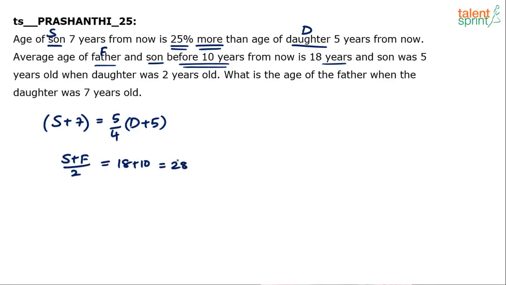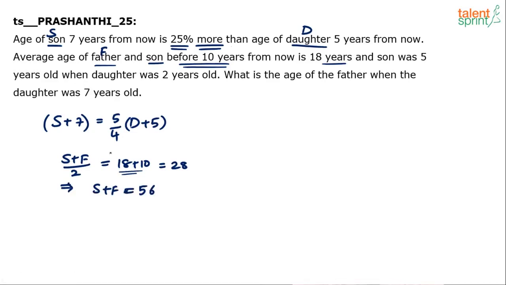It's simple. The logic is very simple. See, 10 years ago, the fathers and sons, the average age was 18 years. According to the statement here, average age of father and son before 10 years is 18 years. What has happened from then till now? Father increased by 10 years, son also increased by 10 years. We know that if both the values increase by 10 years, average will also increase by 10 years. So current average will be 18 plus 10. So (S plus F) by 2 equals 28, or I can simply say S plus F equals 56.